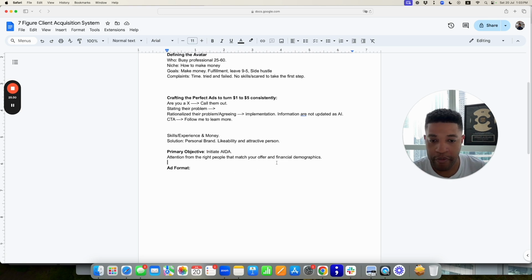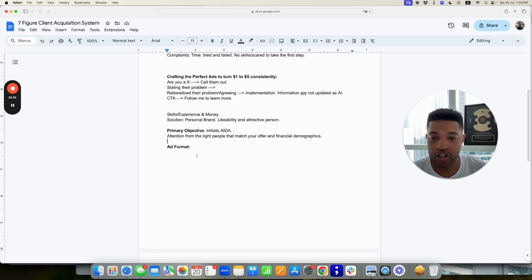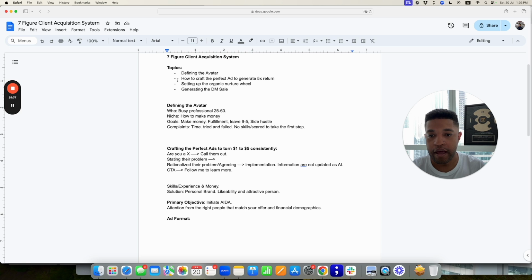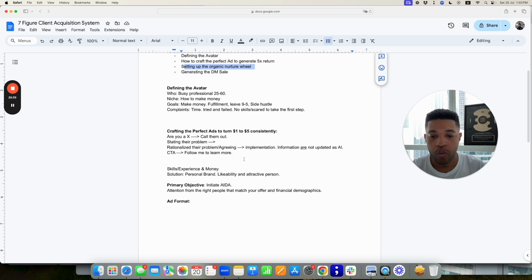So attention from the right people that match your offer and financial demographics. We start the attention process, so by the time they enter the organic nurture wheel, we can start on the interest, desire. Attention is seeing the ad. Interest is peeking through your profile, seeing who you are and what you are about, and then they start following you. From there, we just need to work on the desire and action, or maybe even just a little bit more on the interest aspect of things.